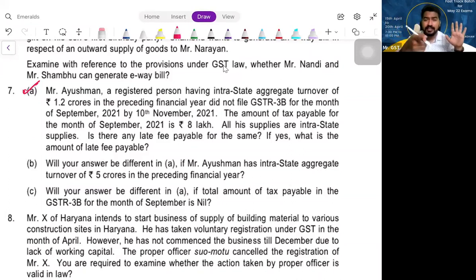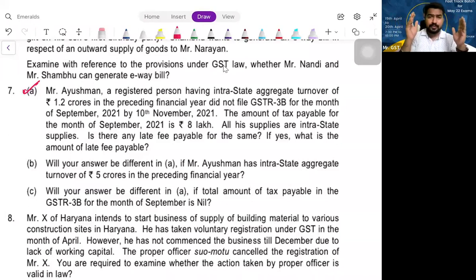First case, nil return. If it is a nil return, what is the maximum late fee? 500 rupees, 250 plus 250. If at all it is not a nil return, then again there are three cases of turnover. Please understand, if it is a nil return, no matter what your aggregate turnover in the preceding financial year, it is 500. If it is not a nil return, then we go with the classification of your aggregate turnover in the preceding financial year.